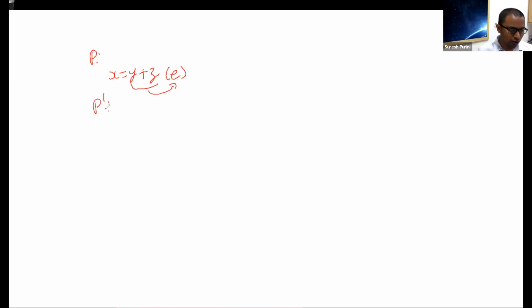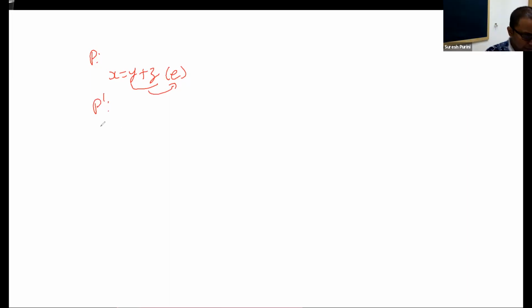Similar to the live variable analysis problem, we will try to build up the intuition from the ground up. So let's say we have a program point P here, and we have a statement x is equal to y plus z. Let's call this expression y plus z as e. So P prime is the program point after the tuple x is equal to y plus z.